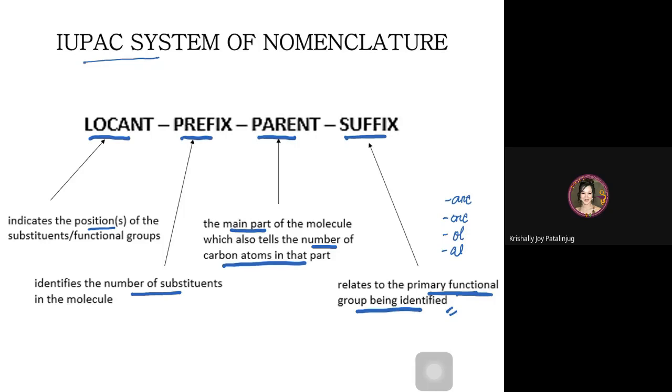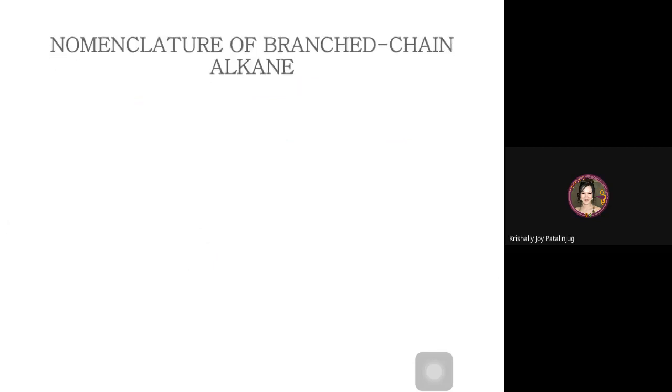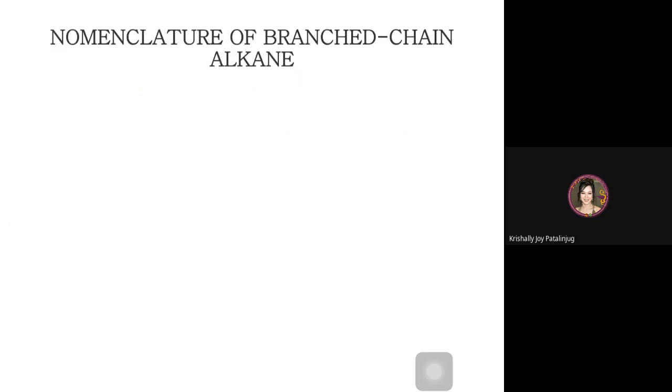All right, so in general, these are the parts of the organic name of a molecule. So it has a locant, prefix, parent, and a suffix. You will realize or appreciate the importance of these parts as soon as you are able to specifically name a particular organic molecule. So we will start naming the branch chain alkane.